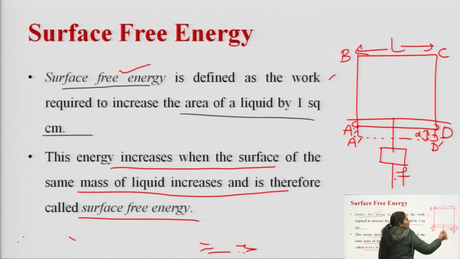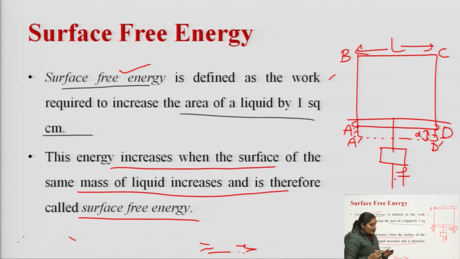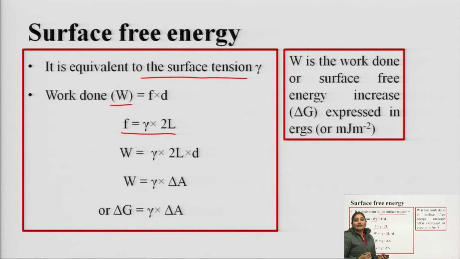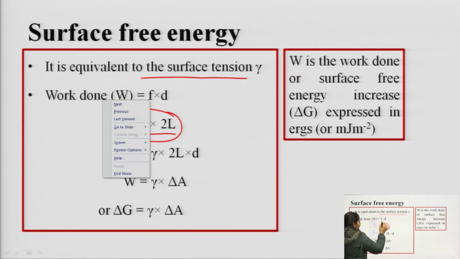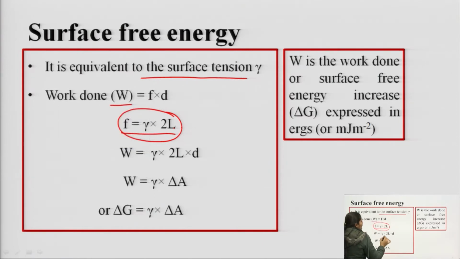In this rectangular arm, this is length L and this is length L. So, this force is acting against the two arms. So, this is 2L. D is equal to the 2L and F is equivalent to the surface tension. When we are putting this equation into this, then W equals gamma into 2L into D.